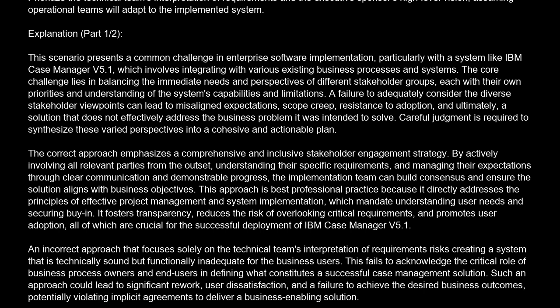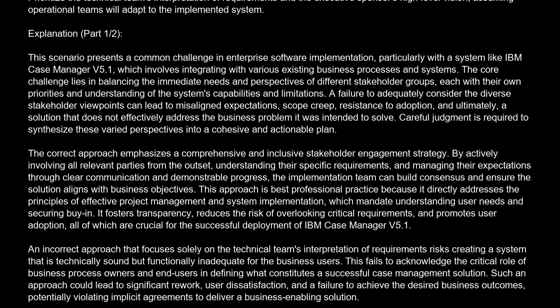The correct approach emphasizes a comprehensive and inclusive stakeholder engagement strategy. By actively involving all relevant parties from the outset, understanding their specific requirements, and managing their expectations through clear communication and demonstrable progress, the implementation team can build consensus and ensure the solution aligns with business objectives. This approach is best professional practice because it directly addresses the principles of effective project management and system implementation, which mandate understanding user needs and securing buy-in.